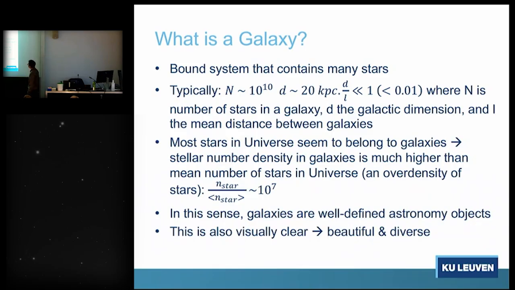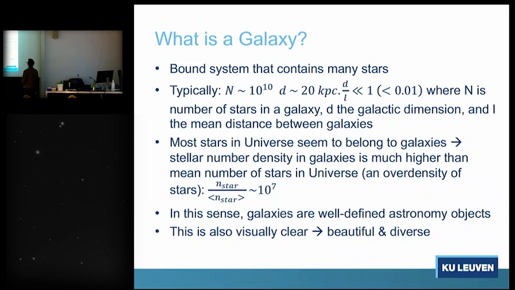Typically, we say that it's a bound system that contains many stars. Bound here means gravitationally bound. Loosely, we have the sun in our Milky Way galaxy, right? And the sun is not suddenly going to be shot up and vanish out into the vast void outside of our Milky Way galaxy. That's not going to happen on reasonably long timescales, because we're gravitationally bound to this system that we call the Milky Way. That's one thing to think about when we define a galaxy.